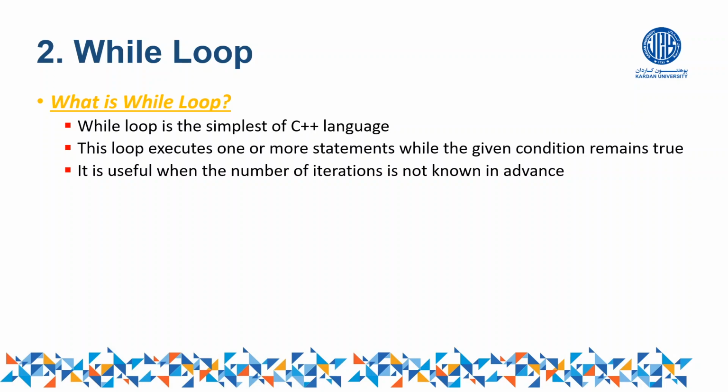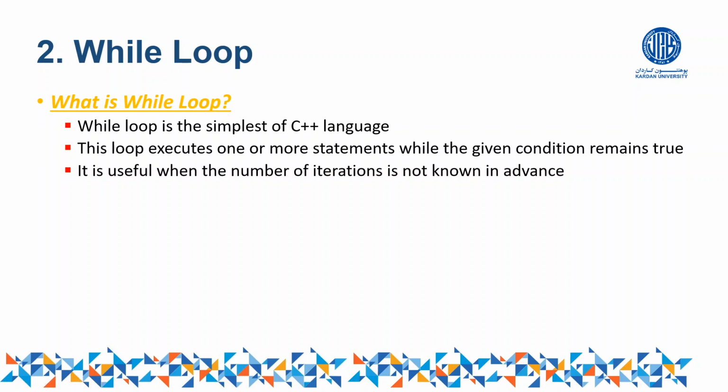First of all, we will talk about the while loop. We will define what a while loop is. Basically, the while loop is the simplest loop of the C++ language. This form of the loop is very much simple. You will see the syntax, you will see the flowchart, and you will see that it is one of the simplest forms of loops. This loop executes one or more statements while the given condition remains true.